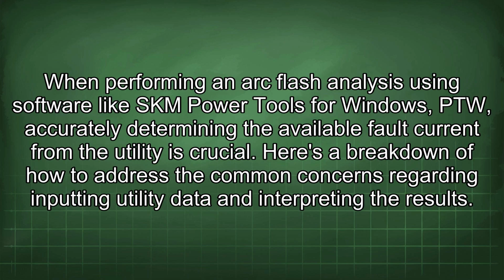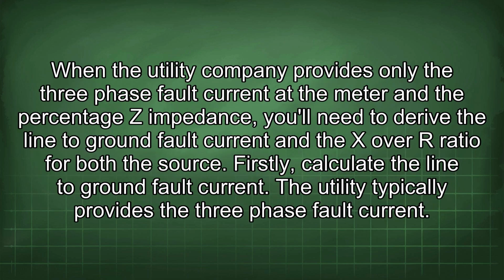When performing an arc flash analysis using software like SKM Power Tools for Windows, PTW, accurately determining the available fault current from the utility is crucial. Here's a breakdown of how to address the common concerns regarding inputting utility data and interpreting the results. When the utility company provides only the three-phase fault current at the meter and the percentage C impedance, you'll need to derive the line-to-ground fault current and the X over R ratio for the source.